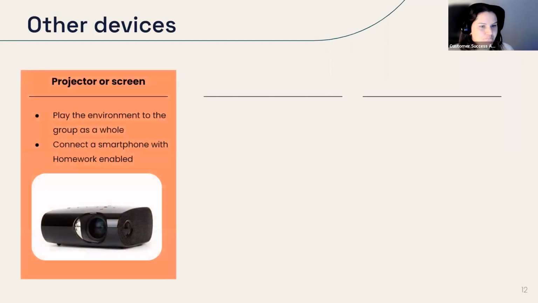So, other devices that you can use. One would be a projector or a screen. One option is to play the environment to the group via a projector or viewing screen. By connecting just one device with homework enabled, it can be linked to a projector or a screen for the group to view the environment together. And please note that in this option, the viewing will be in 2D and not in VR mode.